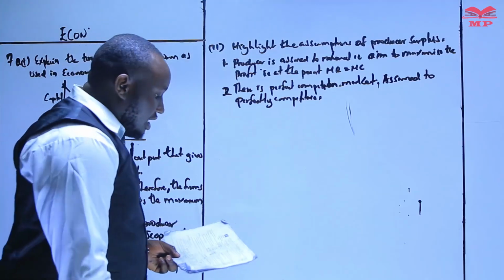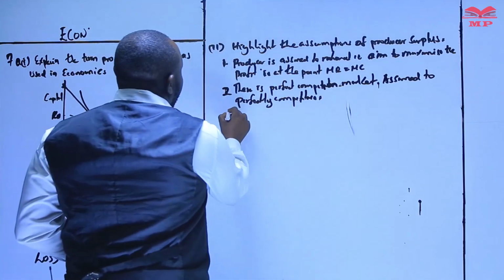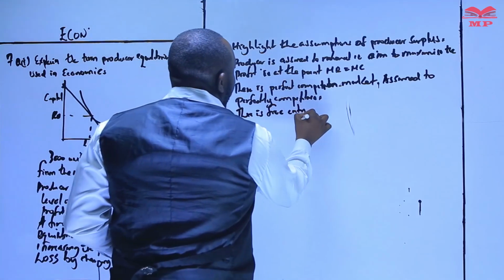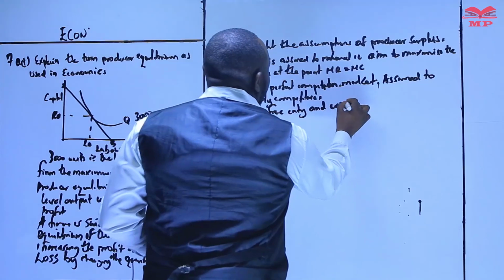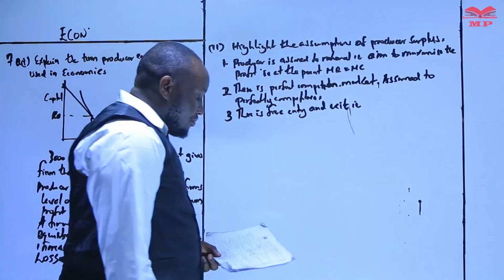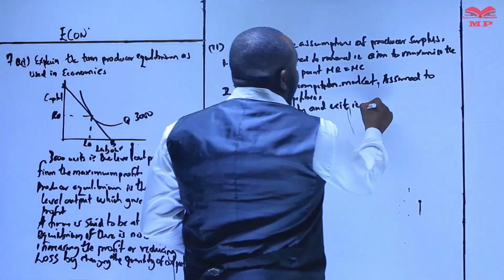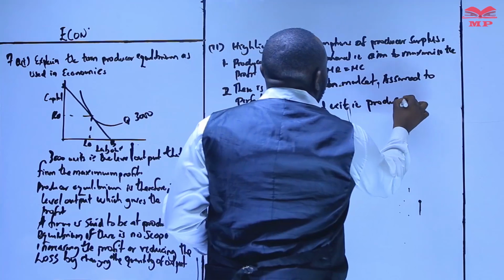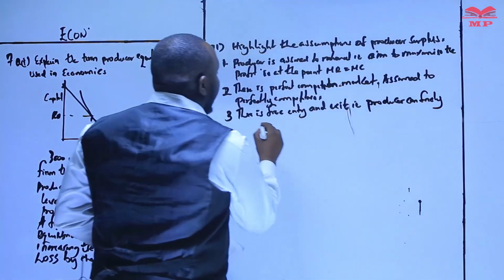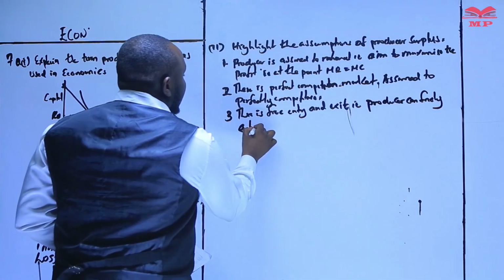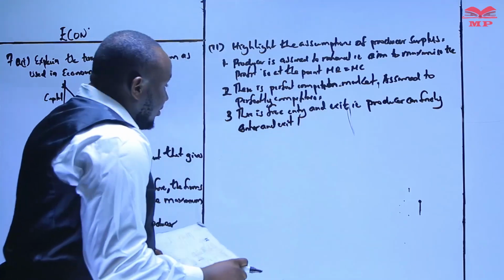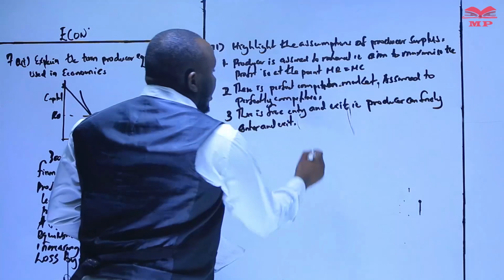Then you say that there is free entry and exit. That is the next assumption. There is free entry and exit, i.e. that is to say that a producer can freely enter and exit, as the third assumption.